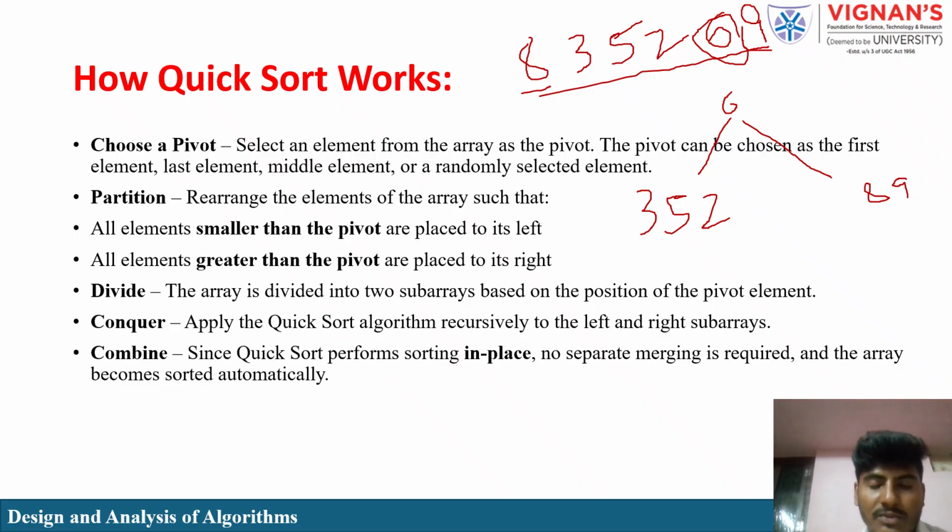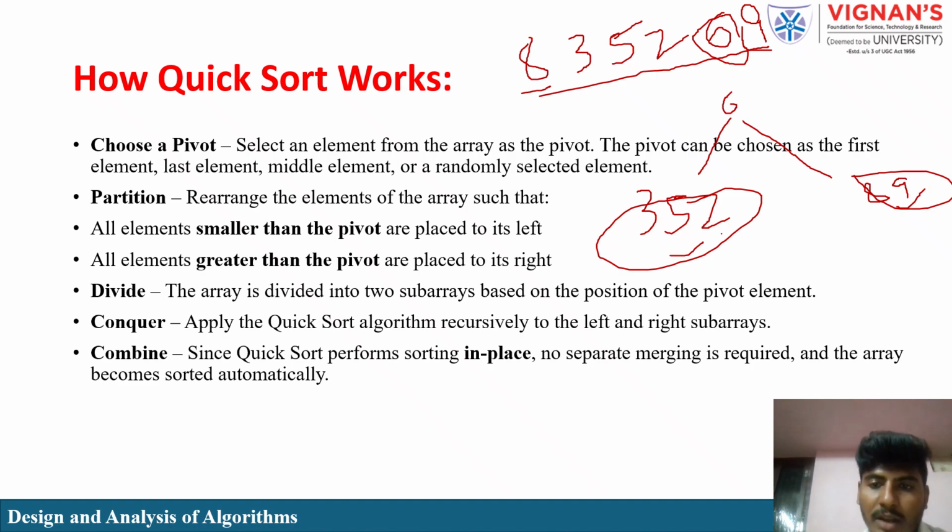As we discussed, quicksort is a divide and conquer strategy. Divide means we divide the array into two subarrays, the left subarray and the right subarray. And we conquer by recursively applying quicksort to the left subarray separately and the right subarray separately. Here we take 3, 5, 2 as the array to sort.